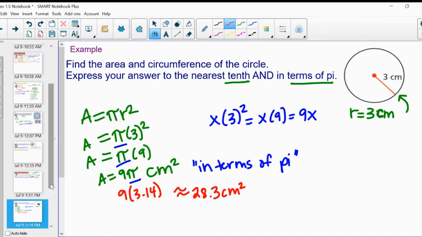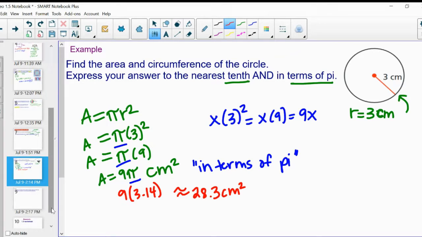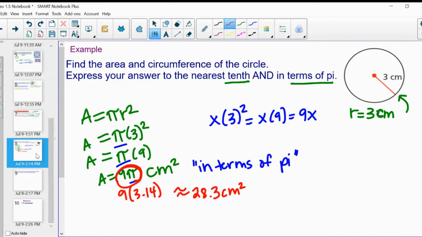So just be careful of what it's asking. If it doesn't specify, then you probably can do whatever you want. The pi, the approximation, or in terms of pi. If it does say one or the other or both, the best answer though is just leaving pi in your answer. That's more of an exact answer.